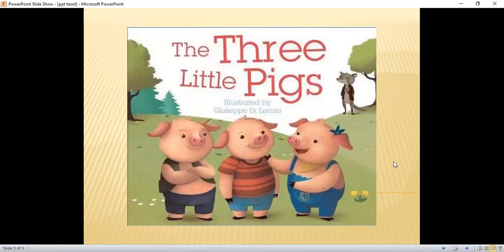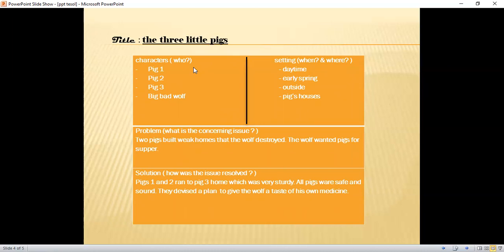So let's just look at a very familiar text, The Three Little Pigs, and we're going to complete the story map using what we know about the story elements. As you can see, I have already pre-programmed our title for the Three Little Pigs. The first thing we want to do is to focus on who the characters are. A character, as you remember, will be a person or an animal, even a creature in a story. So we want to identify the main characters in the Three Little Pigs. We will identify pig number 1, pig number 2, pig number 3, and of course, the big bad wolf.